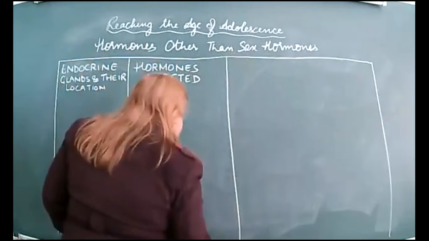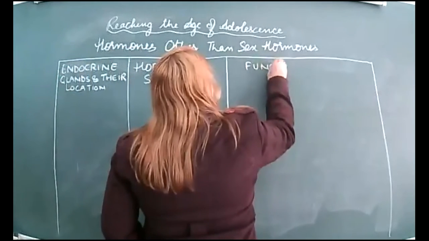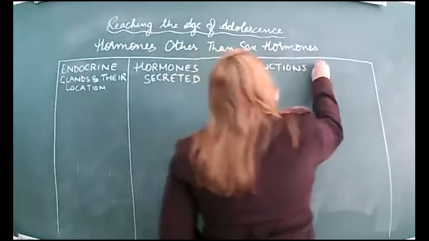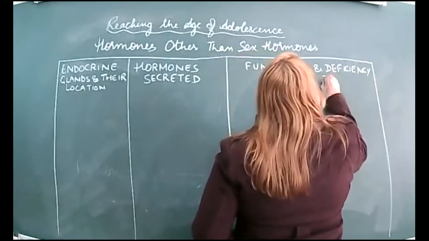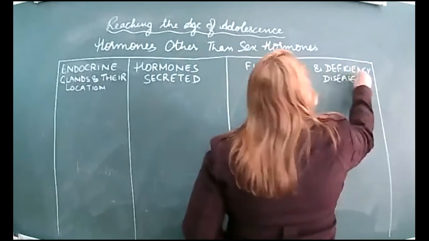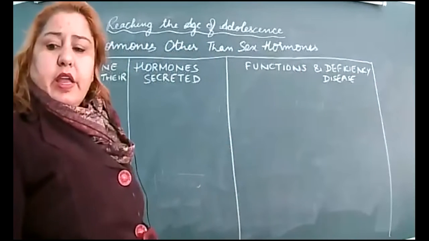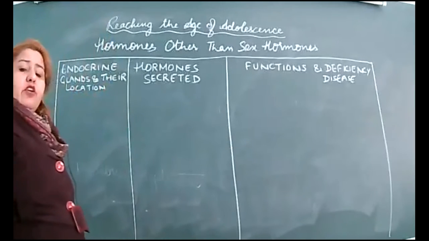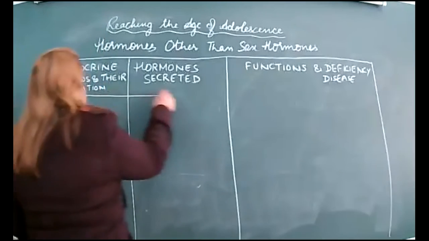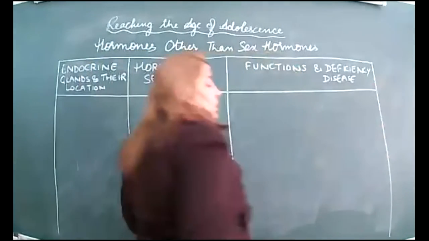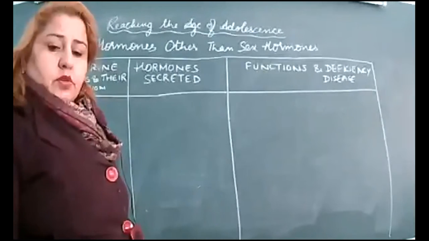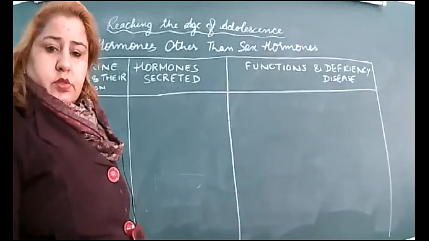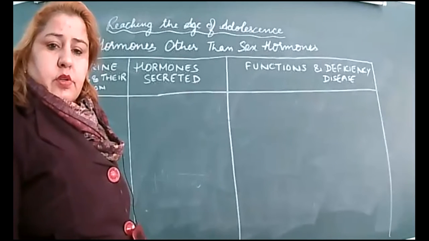And after this we will discuss their functions and deficiency diseases. If these hormones are not present in a proper manner or in the required quantity, then what kind of diseases do they cause? So we will discuss that. Is it clear, beta?